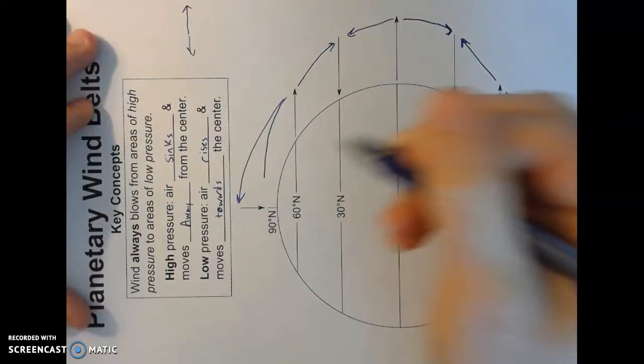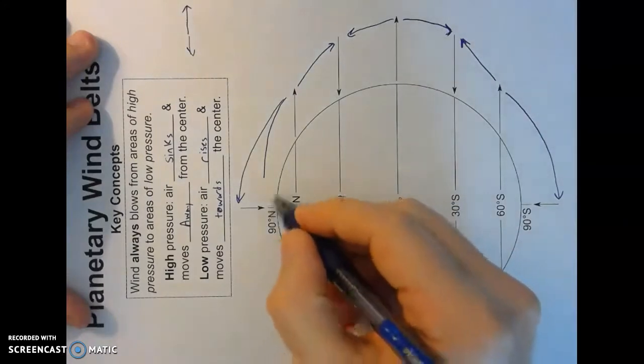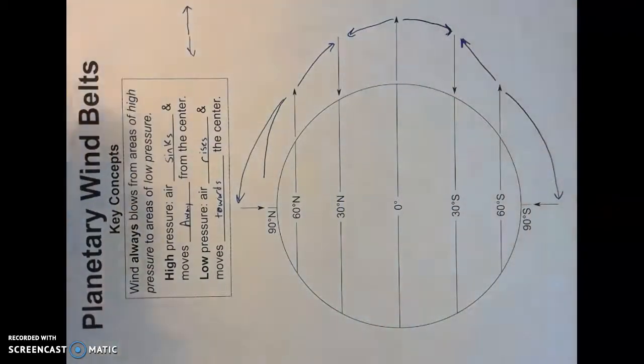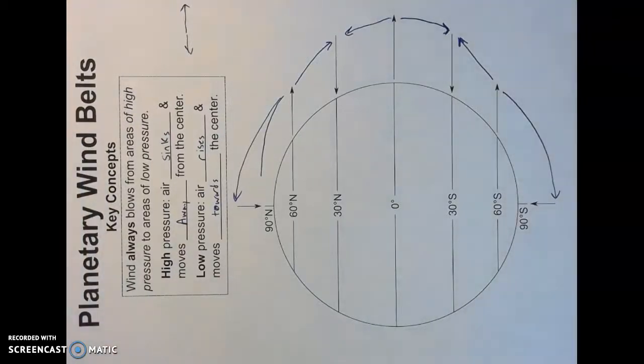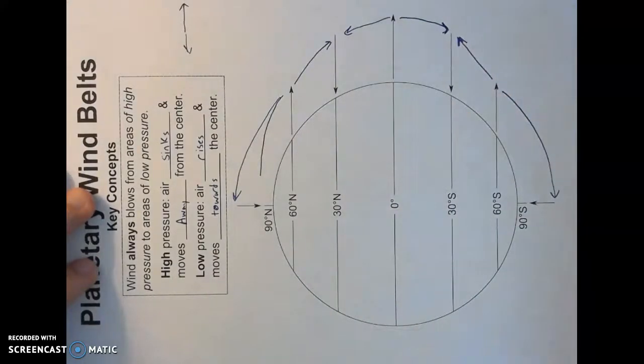Okay. The next thing I'm going to fill in is what's going on at the surface. So every arrow I've drawn so far is an upper level atmospheric wind, not something that we really experience on the ground. Okay, so we're going to focus in on what happens on the ground here.